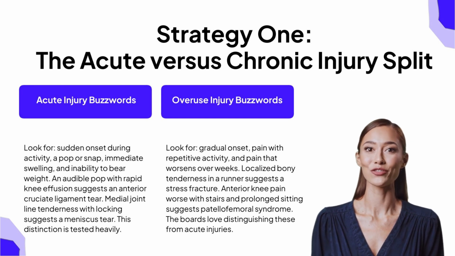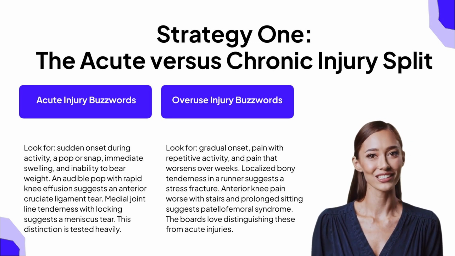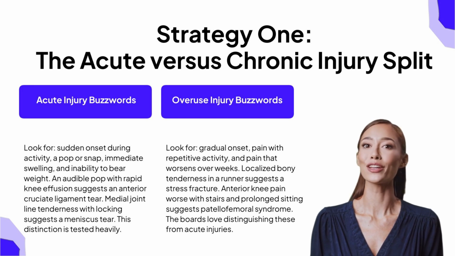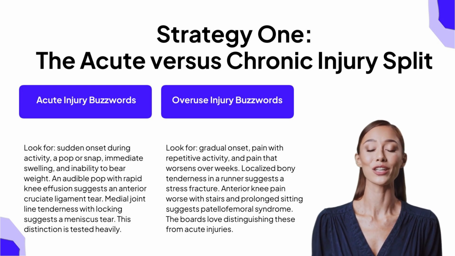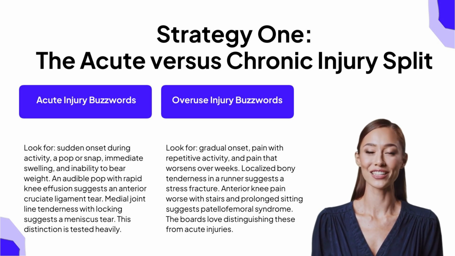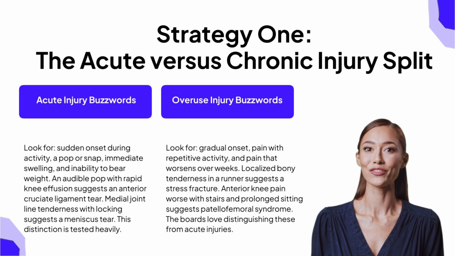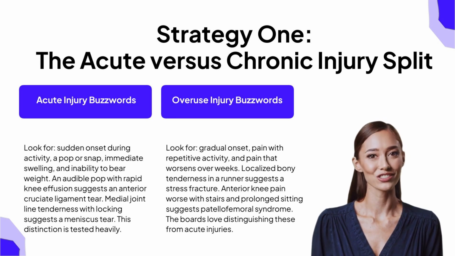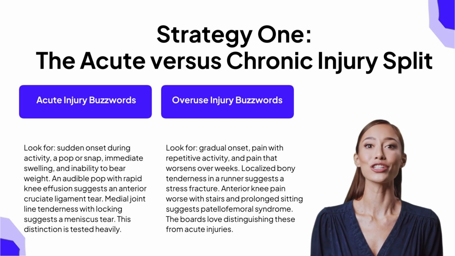For overuse injuries, the stem will describe gradual onset over days to weeks, pain that worsens with activity and improves with rest. A runner with focal tibial tenderness likely has a stress fracture. A young athlete with anterior knee pain that is worse going downstairs suggests patellofemoral pain syndrome. Getting this acute versus chronic split right is your first move on every sports medicine question.